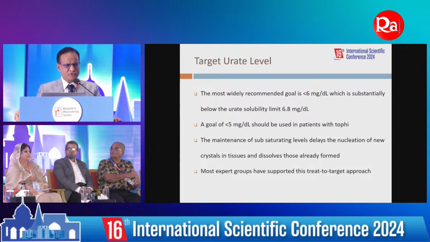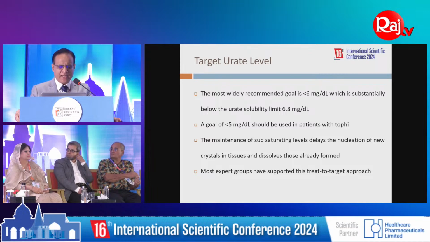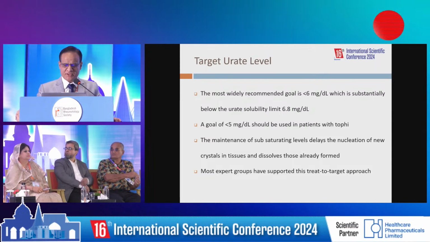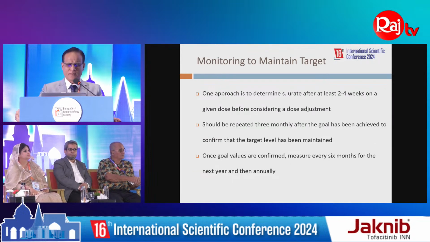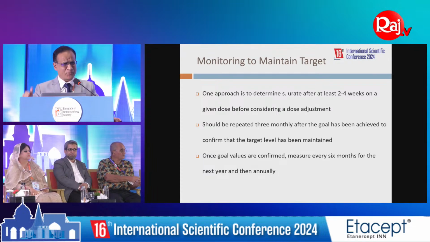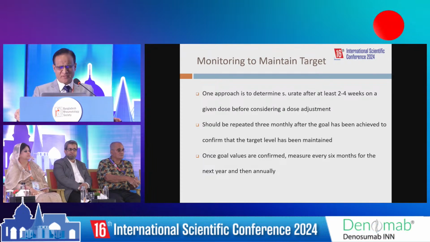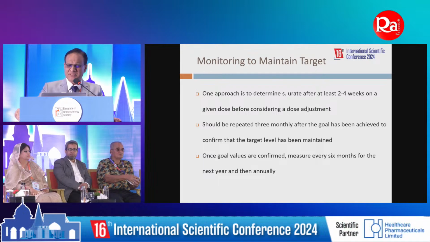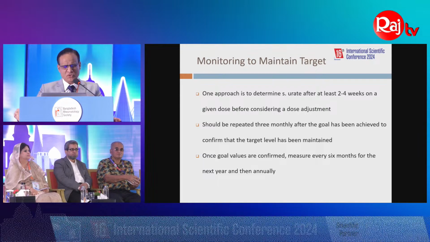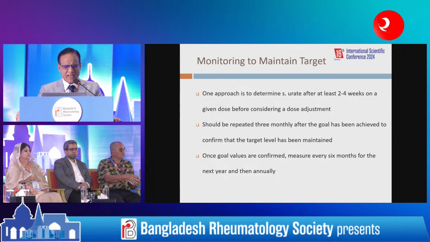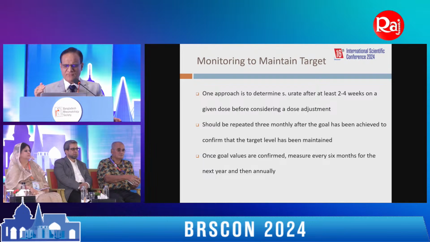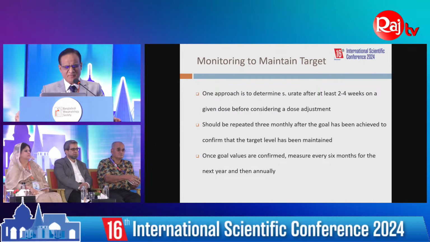The maintenance of this subsaturating level delays the nucleation of new crystals, and most expert groups, as I already mentioned, support this treat-to-target approach. How to monitor? There are many consensus approaches. One approach: urate level should be measured at least 2 weeks on the given dose and repeated 3 monthly until the goal is achieved. And if the goal is achieved and confirmed, then measure every 6 months for the next year and then annually.